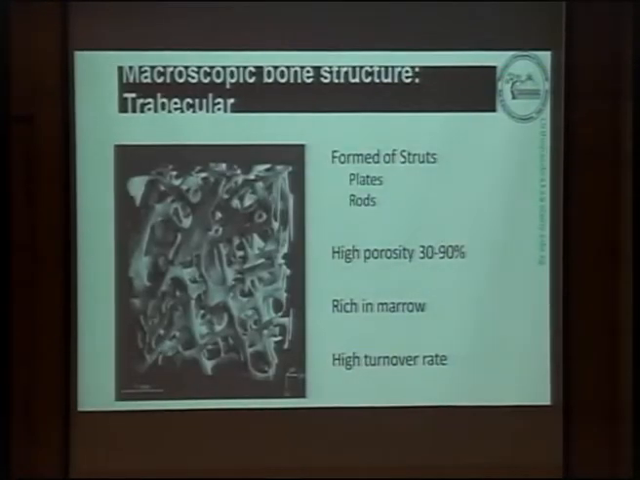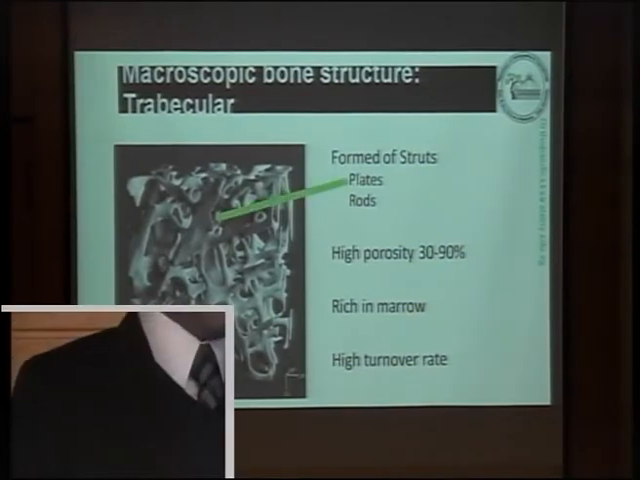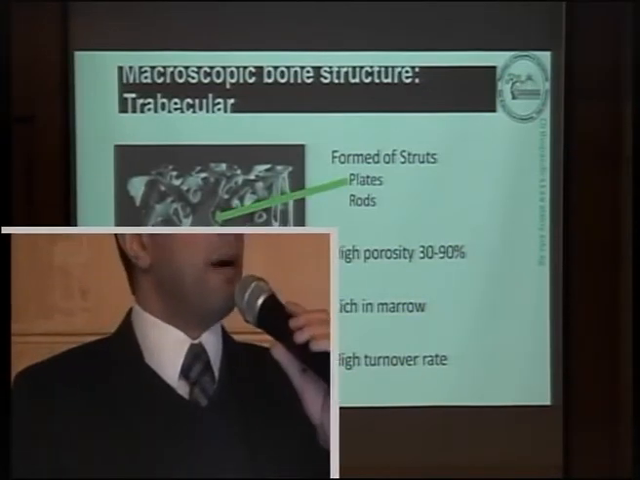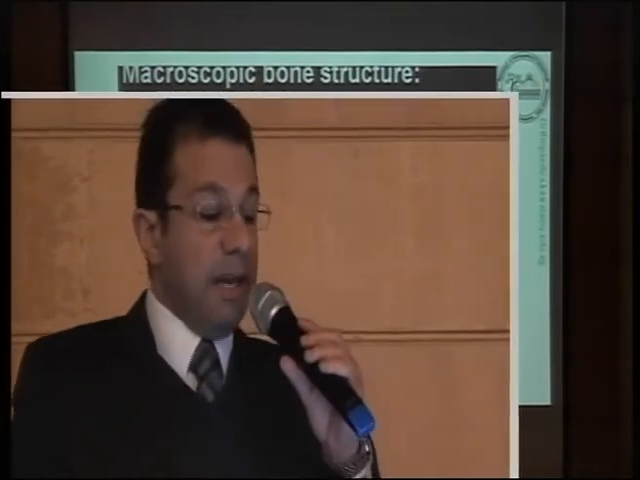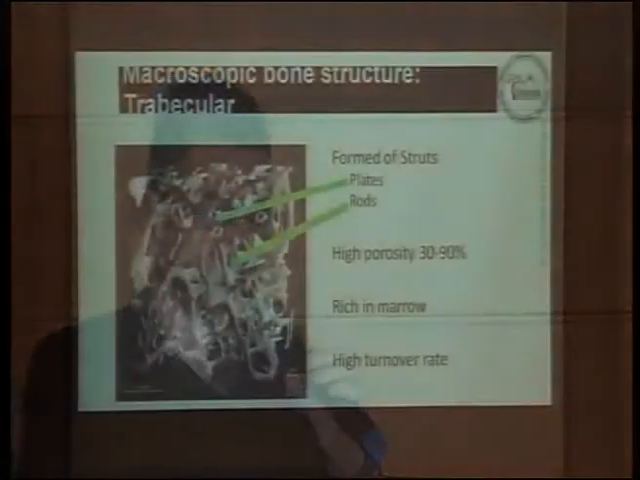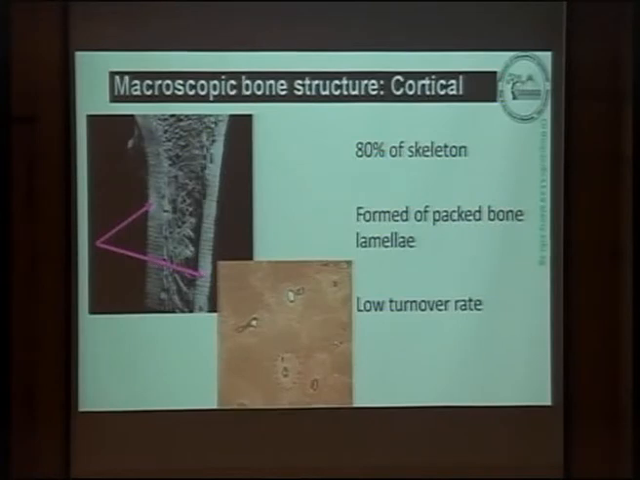If we look at the trabecular bone, we will find that it's formed of struts. The struts are formed of wide things that we name plates, and they are connected by narrow things that are named rods. The trabecular bone is different from the cortical bone in that it has a high porosity that varies from 30 to 90% according to the area in which it's present. While the compact bone, which is about 80% of our skeleton, is formed of highly packed bone lamellae, and it has a lower turnover as compared with the spongy or the trabecular bone.